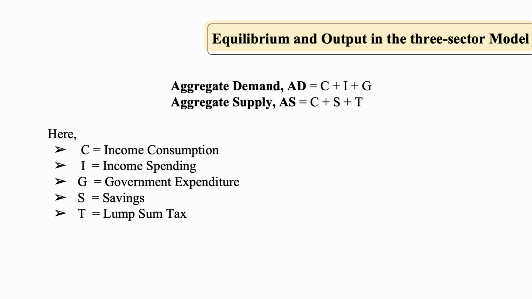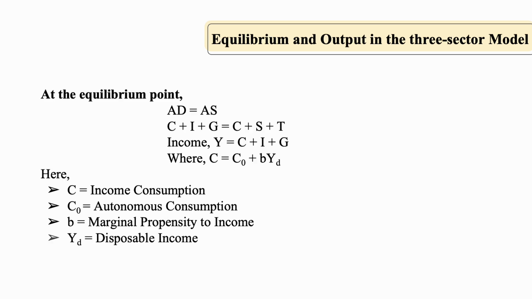If we try to break down AD, government spending refers to expenditures on infrastructure, healthcare, education, and other public services. This spending contributes directly to aggregate demand and drives economic activity. On the other hand, taxation is the revenue collected from individuals and businesses. Taxes reduce disposable income, which in turn may lower both consumption and investment. For the economy to be in equilibrium, aggregate demand AD must equal aggregate supply AS. That means AD is equal to AS. If we simplify this, we get C plus I plus G is equal to C plus S plus T.